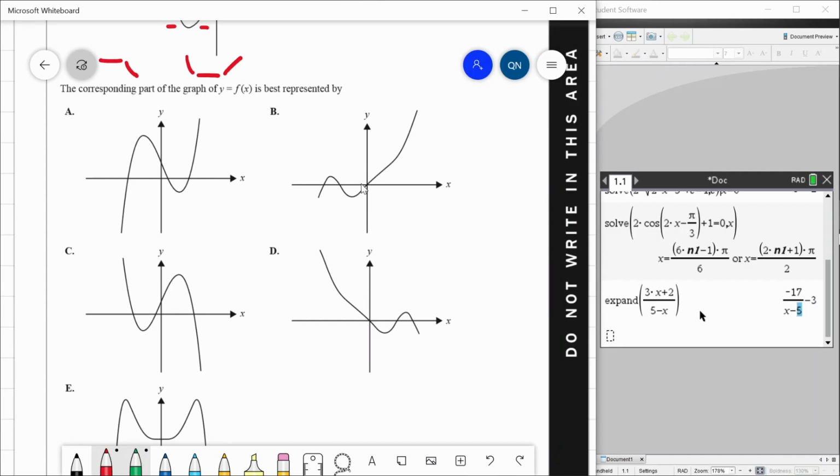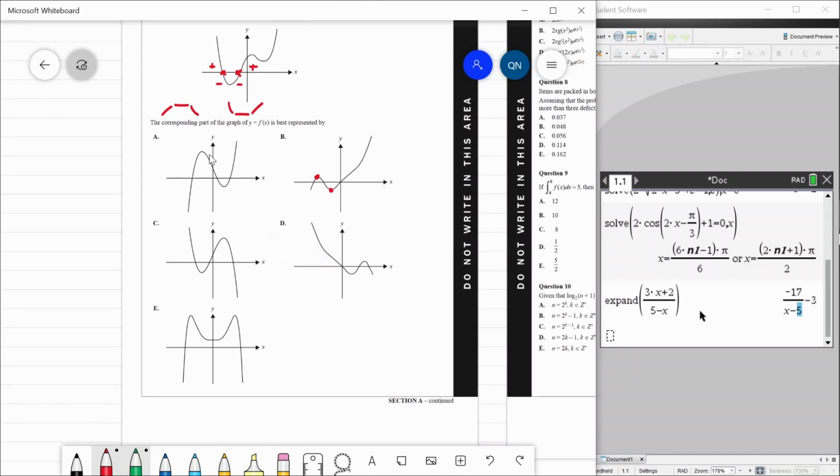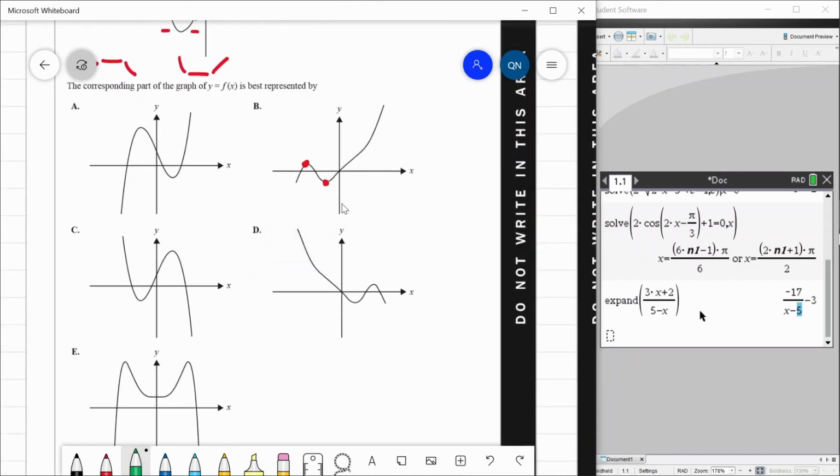So because we have the max here, we got the min. D wouldn't be because we've got the turning points on the right hand side, and A, C, and E both have turning points on both sides. We only want turning points on the left hand side, so we're going to go with option B.